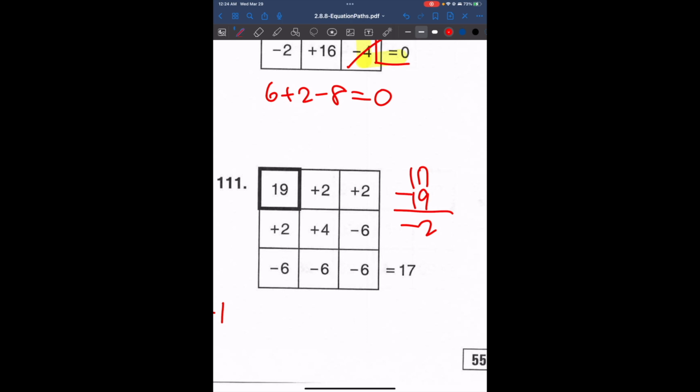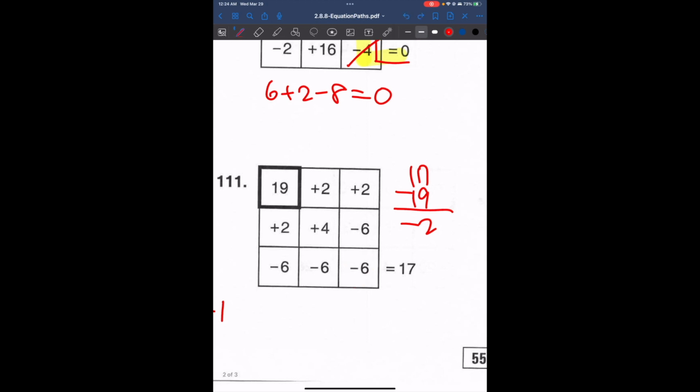For 111, this one is also quite a tricky one because we can't cancel anything out or use only two numbers. And so we'll try to think of numbers that we can add and subtract to get -2. We would have to pass -6 in any scenario, because to get to 17 we have to pass the number in the bottom right corner. So -6 has to be used.